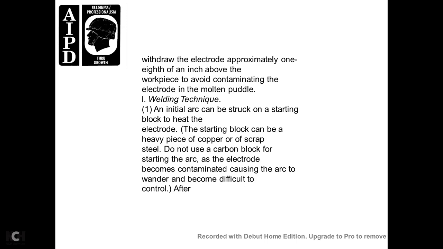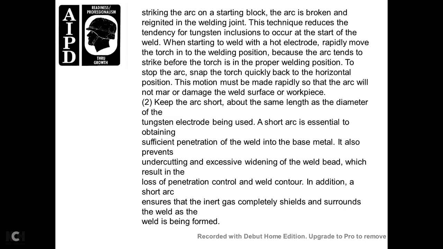Welding technique. An arc can be struck on a starting block to heat the electrode. The start block can be a heavy piece of copper or a scrap piece of metal, or a carbon block, used for starting the arc. As the electrode becomes contaminated, the arc wanders and becomes difficult to control. After striking the arc on the starting block, the arc is broken and reignited in the welded joint. This technique reduces the tendency of tungsten inclusions to occur at the start of the weld.